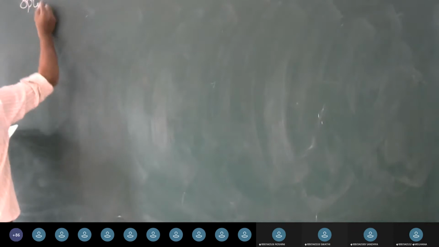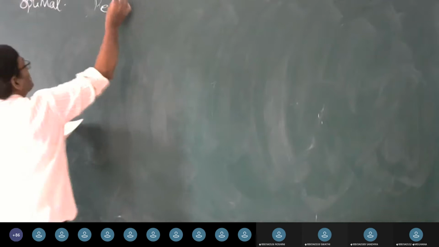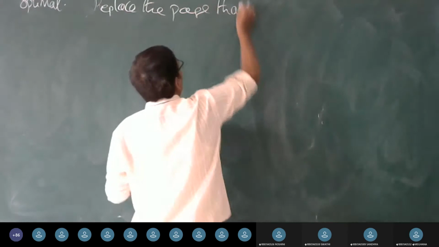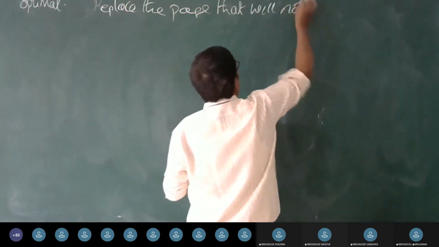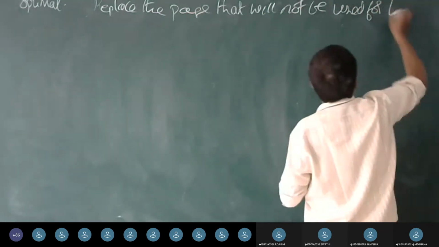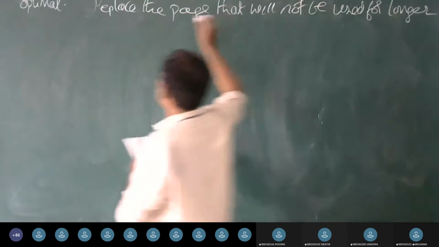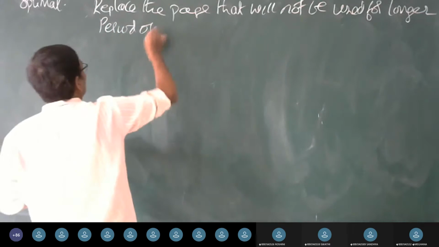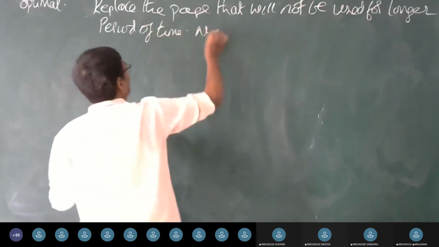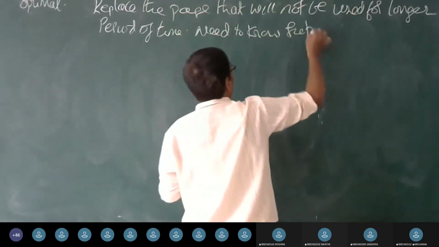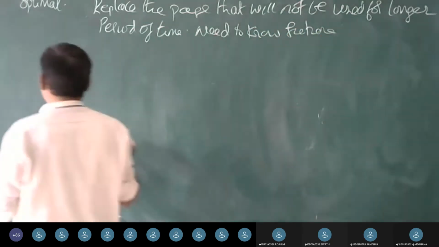So that is the primary way of memorizing the optimal thing. That is, replace the page that will not be used for a longer period of time. So we need to know the future. So that was the primary thing which will be taken care of by the operating system.